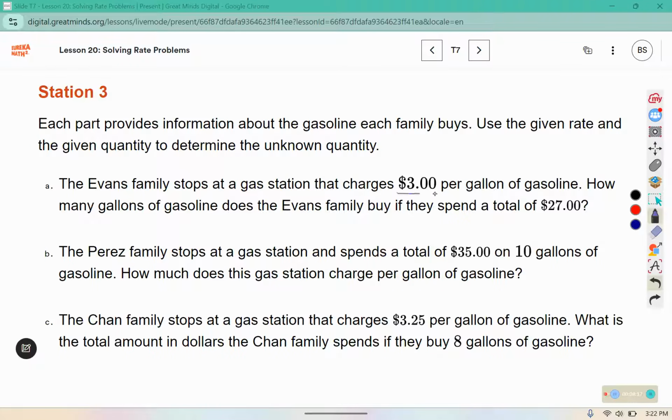We know that it's $3 per gallon and they spent $27. So to figure out how many gallons they purchased, we are going to divide. 27 split up for $3 a gallon would give us 9 gallons of gas. Again, pause the video here and try parts B and C.